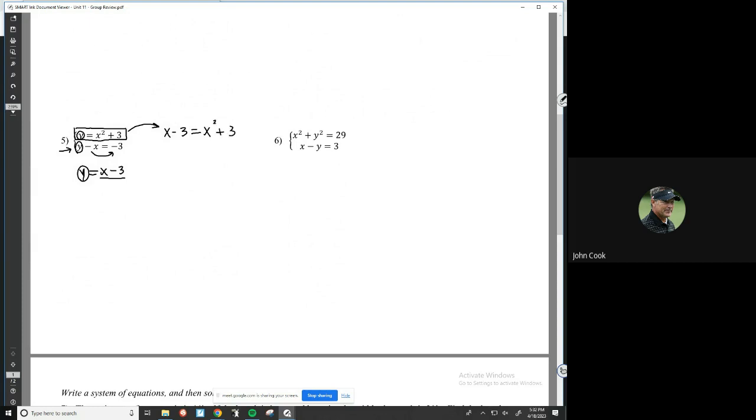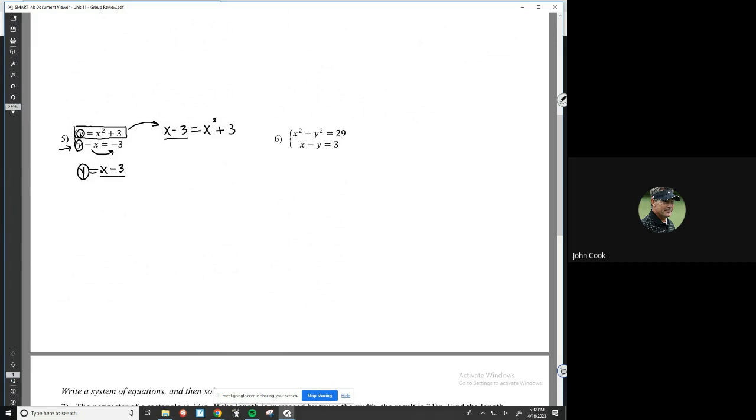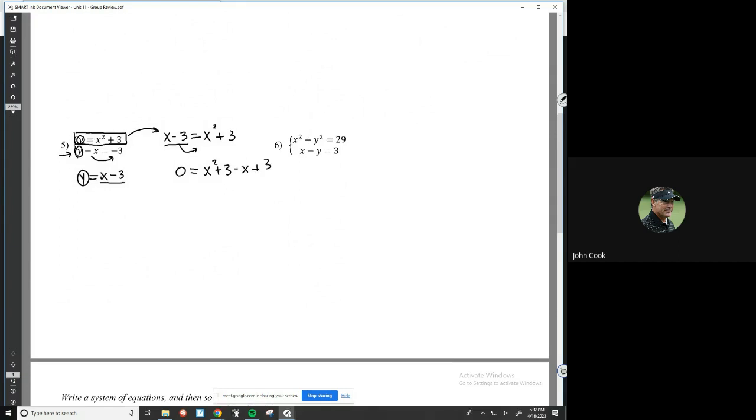Then what would I do? This is a quadratic because of that x squared, so I'd probably move all this stuff over to the other side and turn that into 0. So I'd have x squared plus 3, and then I'd subtract away x on both sides and add 3 on both sides. Let's make this look a little nicer. 3 plus 3, that's 6. Let me rewrite that: x squared, negative x, and then plus 6.